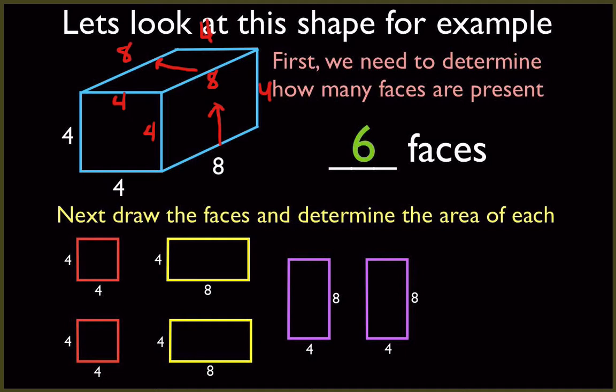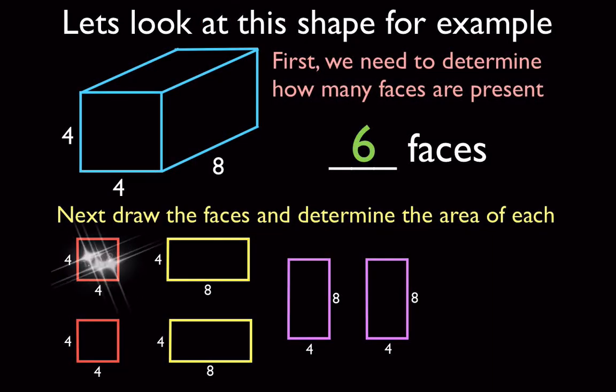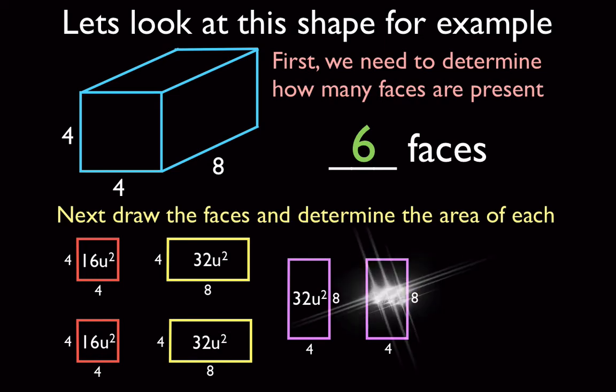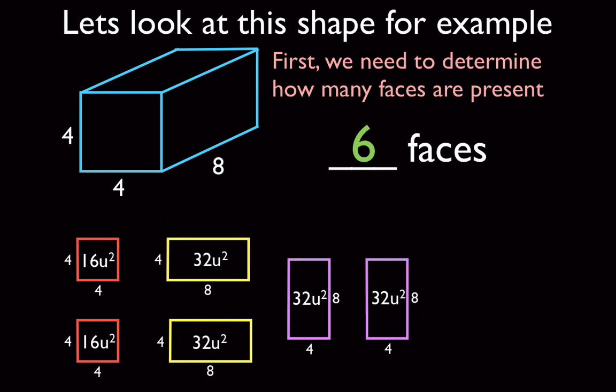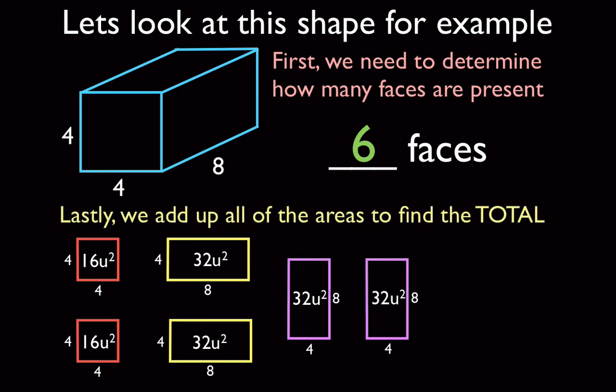Okay, now that we have all those sides, what we're going to do is figure out the area of each one. 4 times 4 is 16. 4 times 8 is 32. 4 times 8 is 32. Now we're going to go ahead and simply add up all the areas.